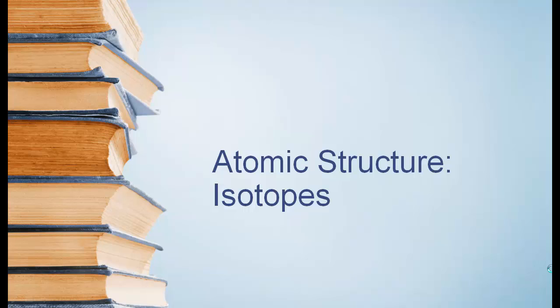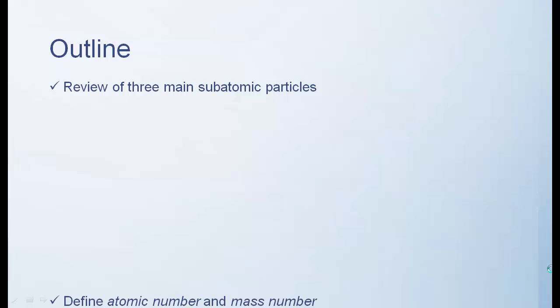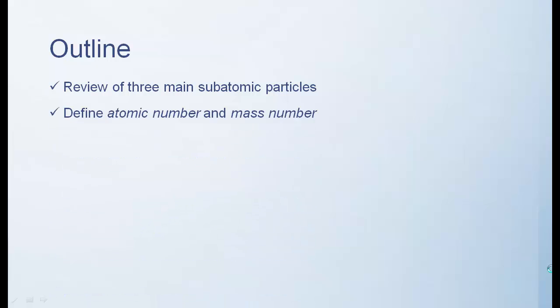Today's topic that we're going to discuss is the atomic structure, and specifically today we're going to talk about isotopes. First, just want to give you a little bit of an outline. We're going to review what we talked about last lecture about the three main subatomic particles that are found in the atom. We're going to define the atomic number and mass number, two important terms you have to know. And we're going to, as I said, discuss and define isotopes, and we'll do several examples like we always do.